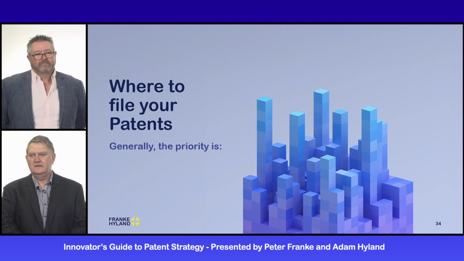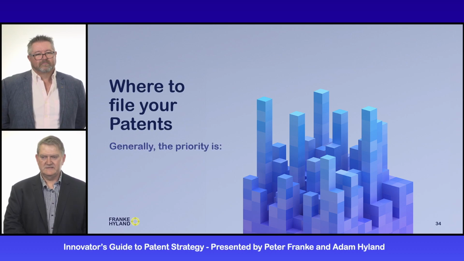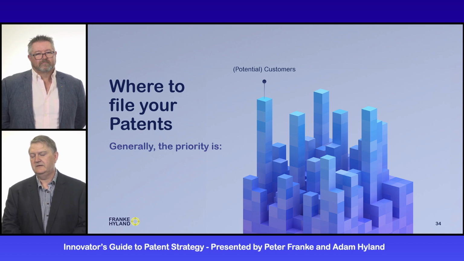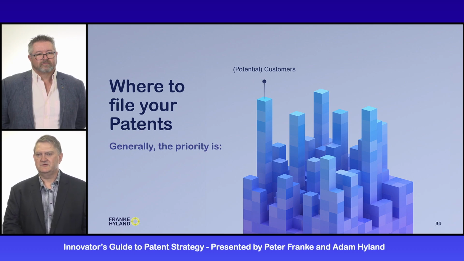So generally, there's a series of priorities that make sense. The first one is where the markets are. Our patents fundamentally are a tool to create a monopoly, and monopolies are about customers and markets. So where are your customers? And that means realistic customers. People say, well, my customers could be anywhere. Well, yes, but pick the most important ones.